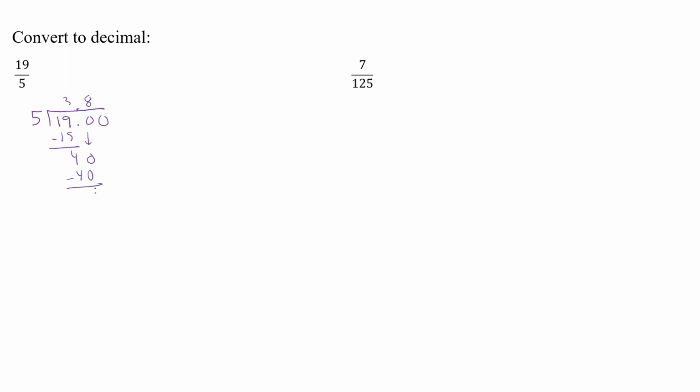Now if we subtract that, we get 0. And so our decimal is just going to be 3.8. And that's all we have to worry about. We're done. It terminates and we're good to go.